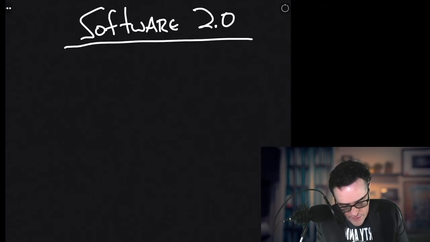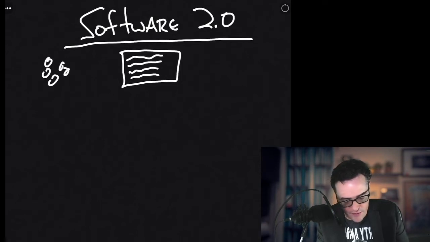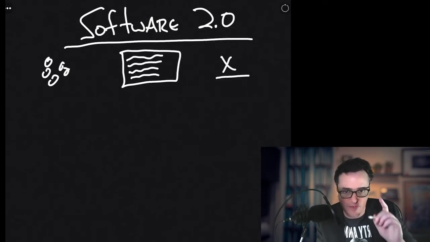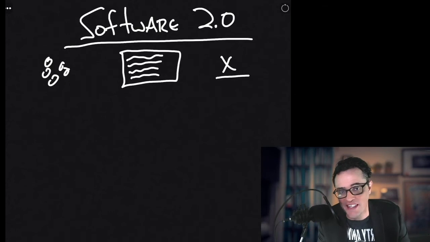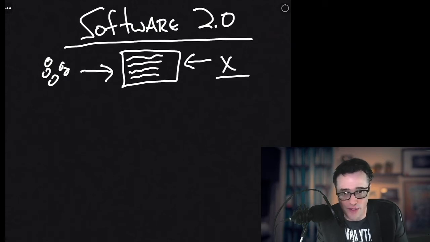Okay, so software 2.0. Same basic elements exist, right? You've got the code here and all the logic. You've got parameters. You've got a result. What's different is where the work is getting done. The work is getting done in the result and in the parameters.